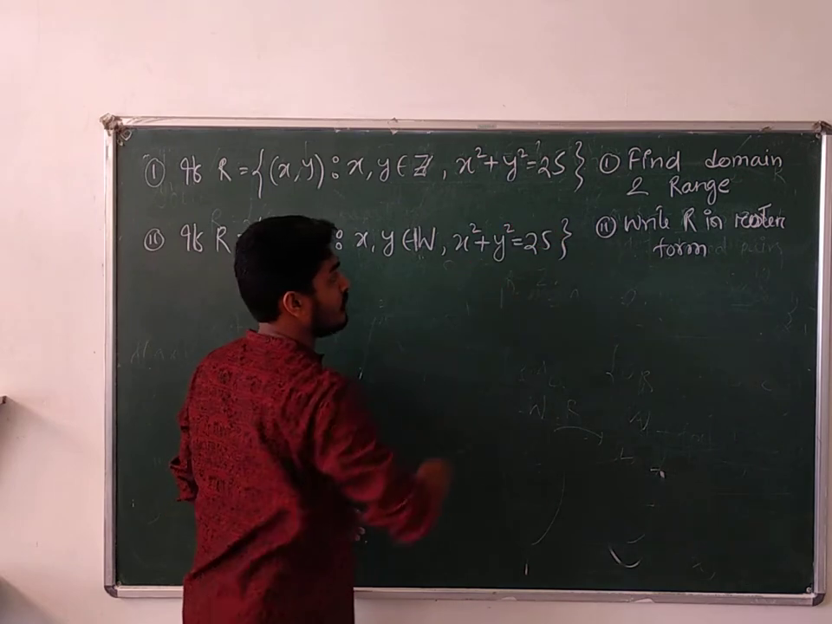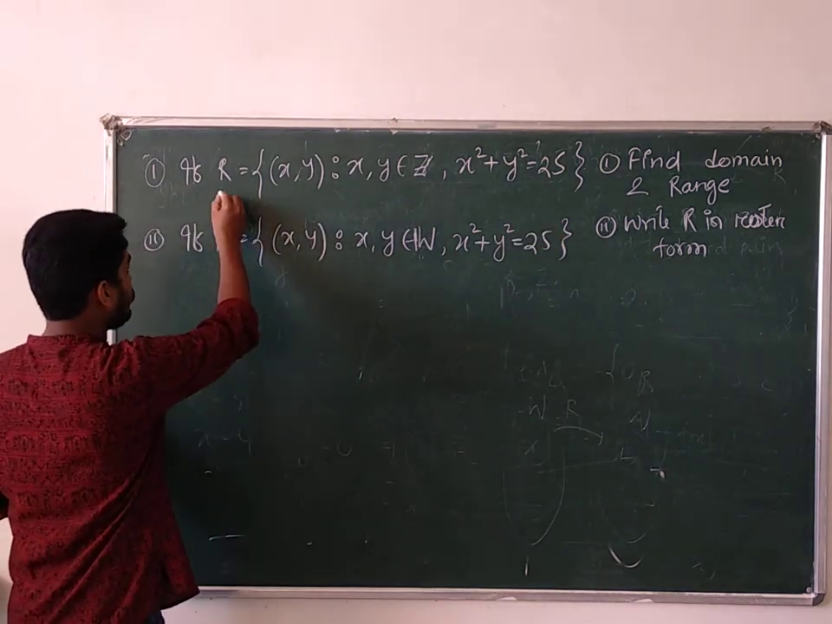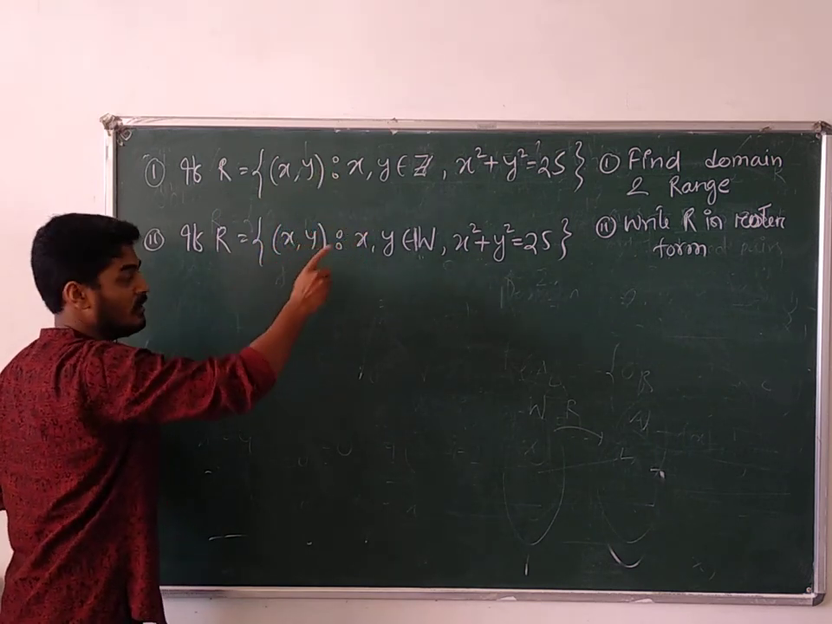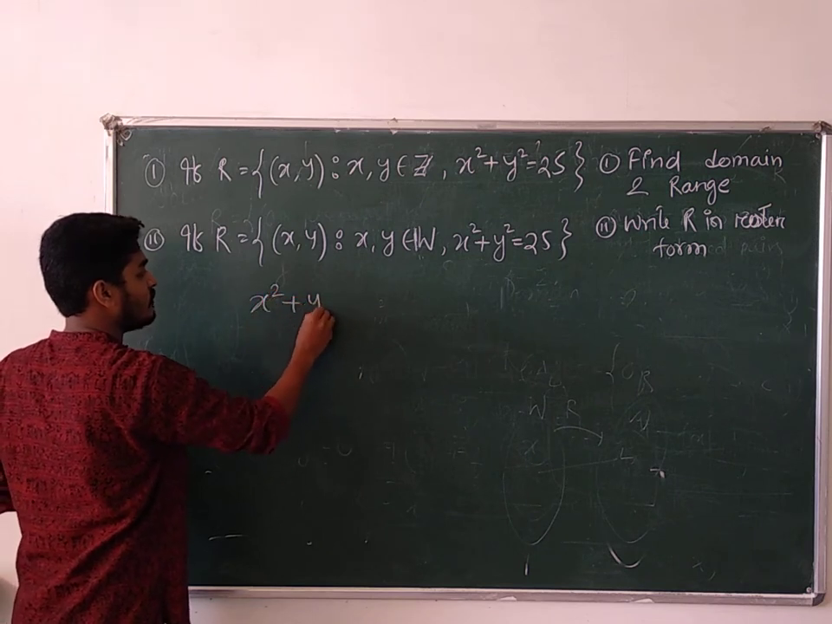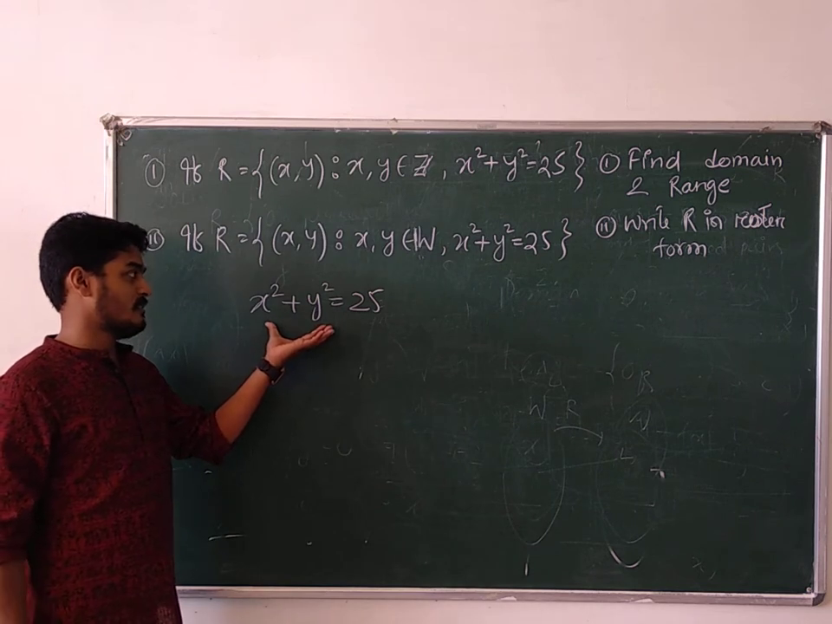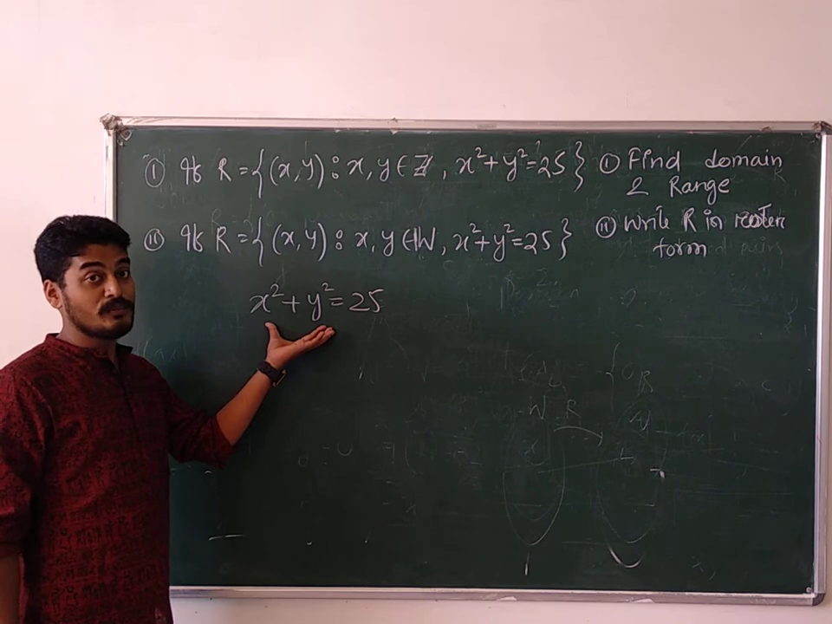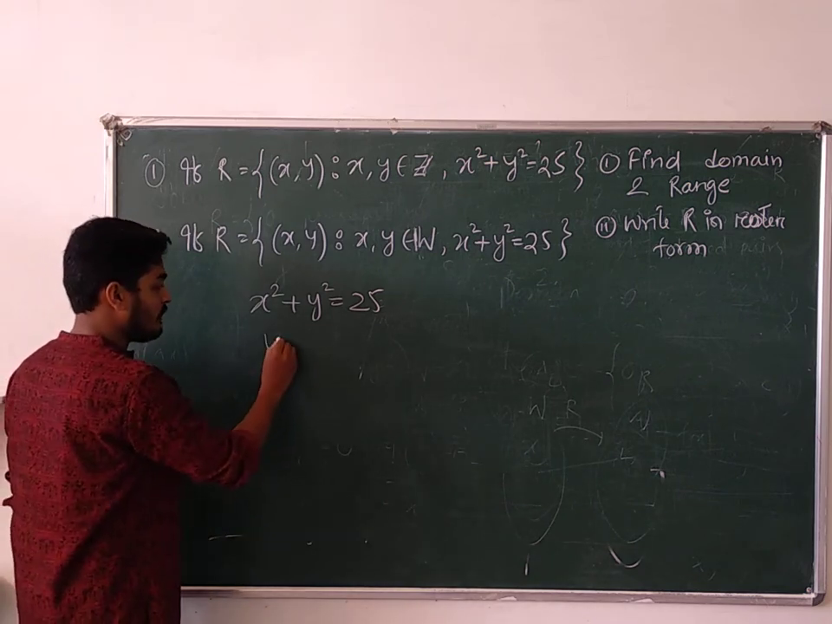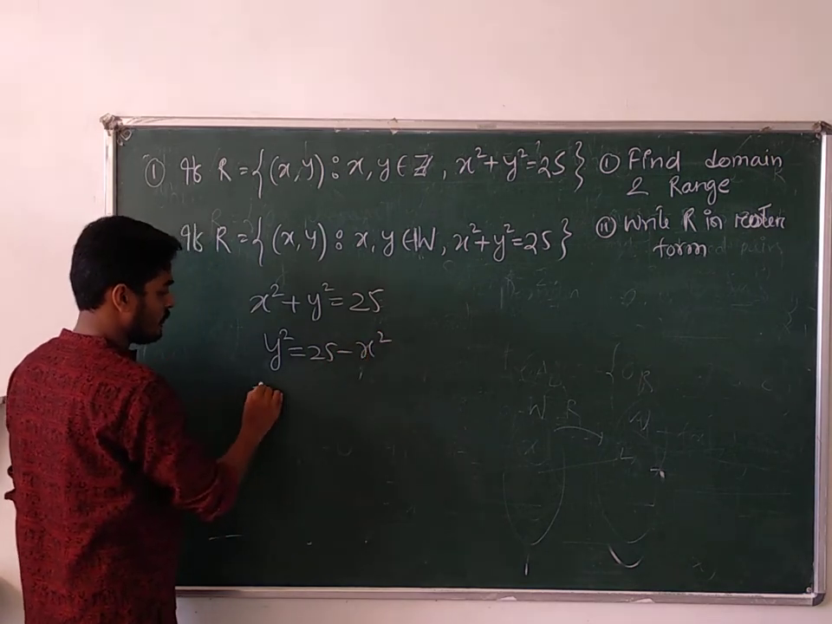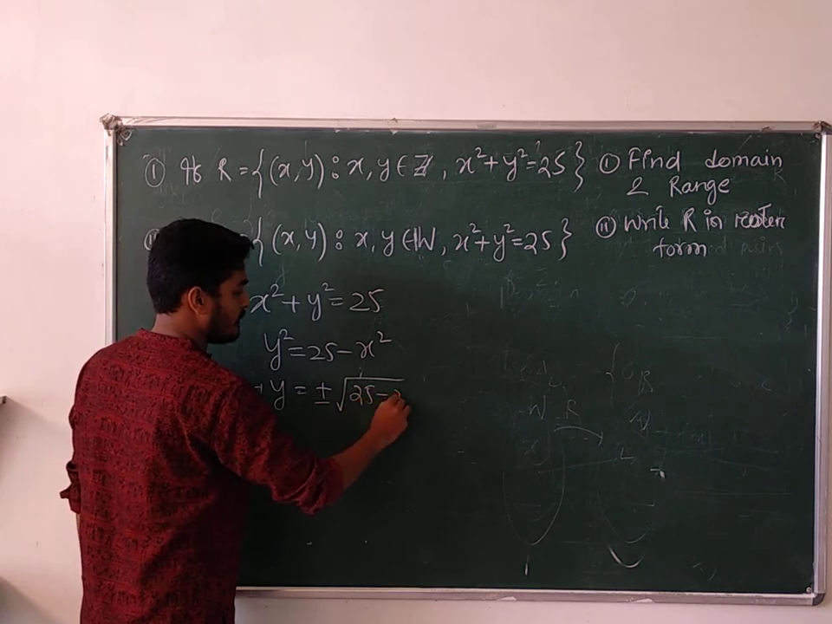Here in this case, you have to find the domain and range and you have to write down R in roster form. So let's start. First of all, whenever you have to find out the values of x and y, they must satisfy both the conditions. We will try to simplify x square plus y square equal to 25. We will express it in such a way that one variable is used to express the other one. I mean, y square is equal to 25 minus x square. So you can say that y is equal to plus minus square root of 25 minus x square.